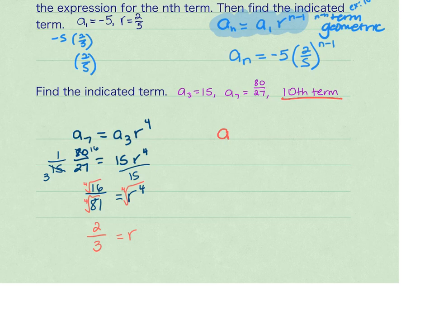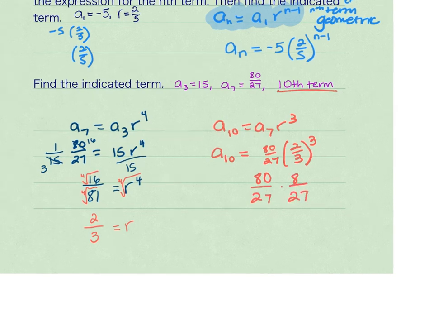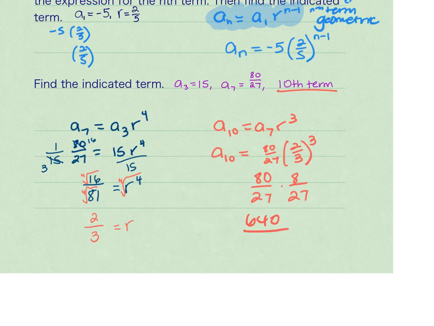Wait, I switched those. Sorry, hang on, A10. Yeah, A10, A7, R3. So A10 is what I don't know. A7 is 80 over 27, R is 2/3 to the third power. So 80 over 27 times 8 over 27, 640 over, whatever 27 squared is. 729.